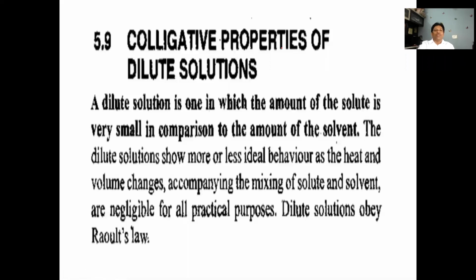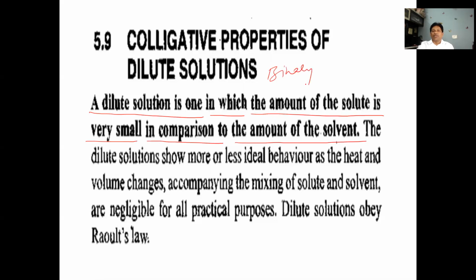Hello everyone. Today we are going to discuss the important topic of the solutions chapter, that is colligative properties of dilute solutions. A dilute solution is one in which the amount of solute is very small. The amount of solute is very small in comparison to what? The amount of solvent.